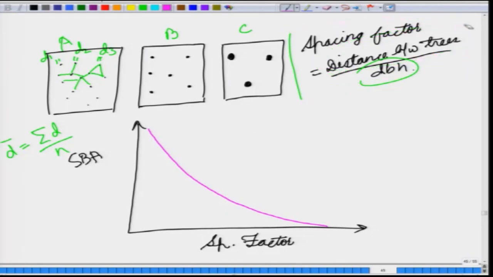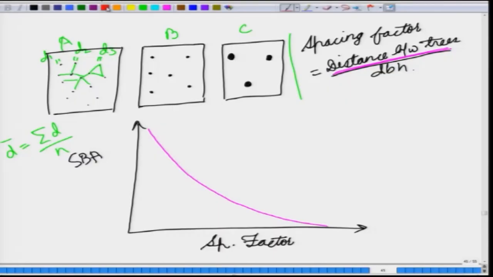Now, in the case of your spacing factor, we are keeping the DBH constant. If the distance between the trees is more, in that case you will have a spacing factor that is more. And if you have a greater distance, then basically the amount of crowding in your plot is less, or essentially the stand basal area is less. So, this is what we are seeing here. If you have a high spacing factor, because your trees are at a large distance, in this case your stand basal area is less.